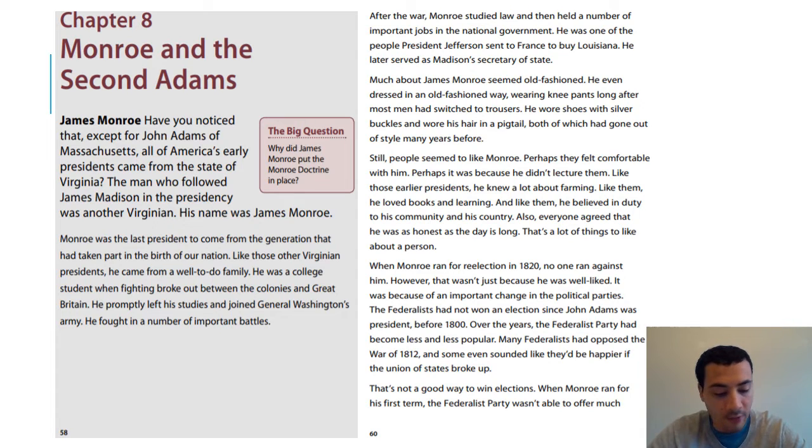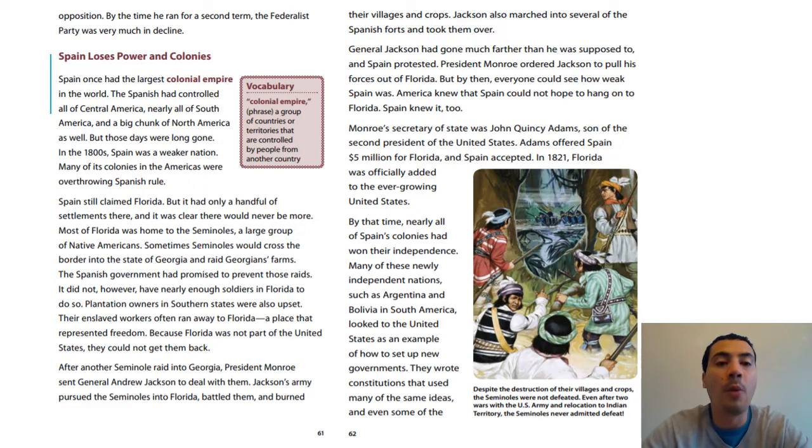When Monroe ran for his first term, the Federalist Party wasn't able to offer much opposition. By the time he ran for a second term, the Federalist Party was much in decline.